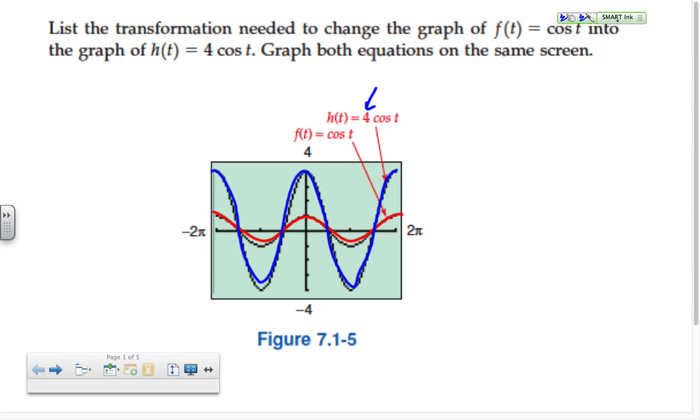Keep in mind that, again, all of these things that I'm asking you to do, you should have already done with the basic graphs. So the parent function is cosine t, we multiply by 4. It vertically stretches by 4 units.